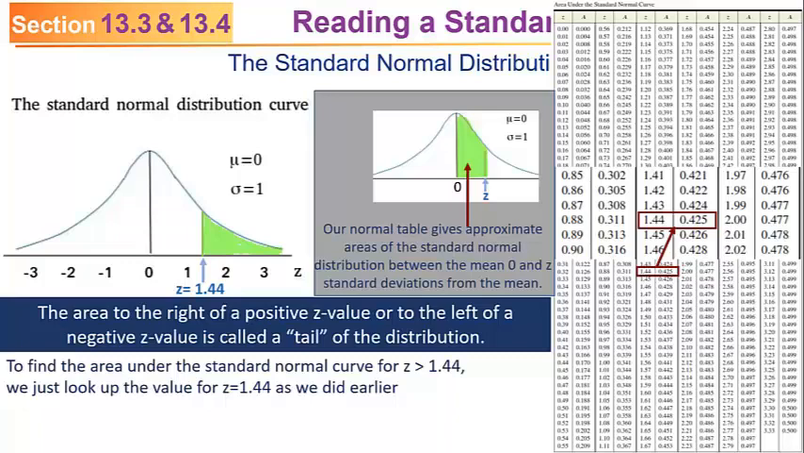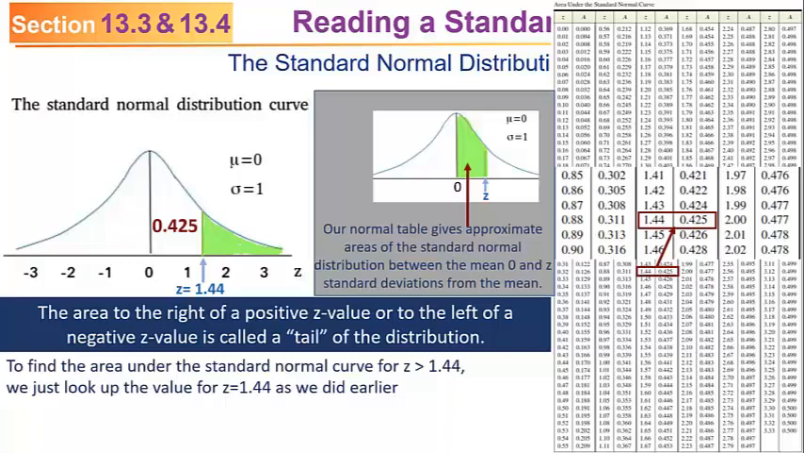That gives you 0.425, but remember what that gives you. That gives you the area between 0 and the z value 1.44. So it gives you that. But you're not looking for that. You're looking for the shaded area to the right. Here's where the symmetry comes in.